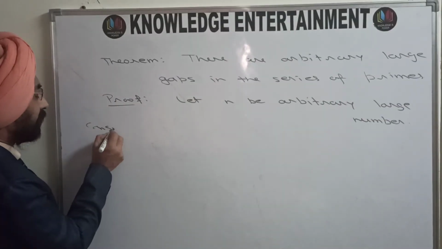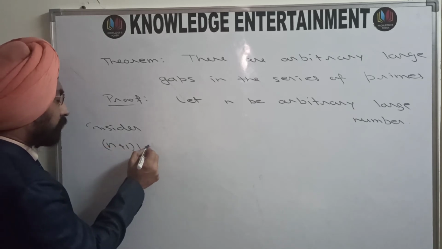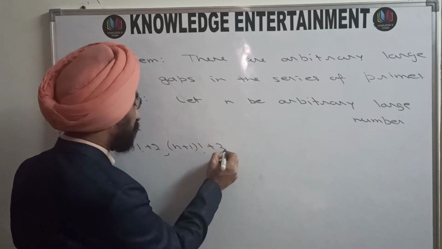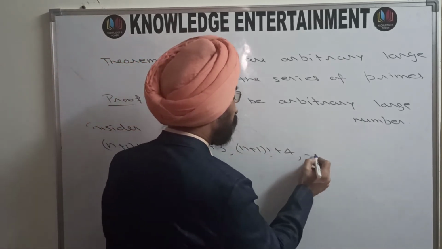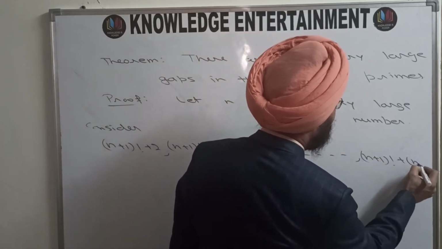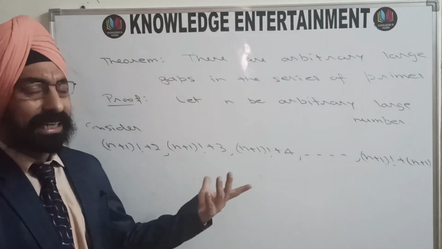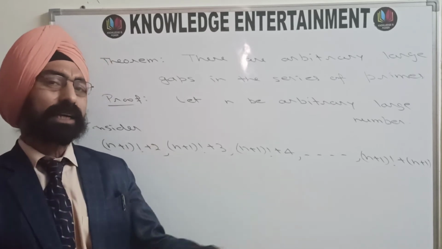Consider (n+1)! + 2, (n+1)! + 3, (n+1)! + 4, and so on, up to (n+1)! + (n+1). These are n consecutive natural numbers, and each one of these is a composite number.